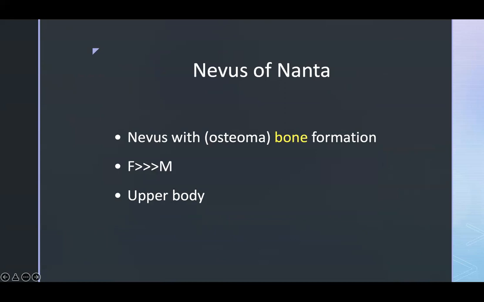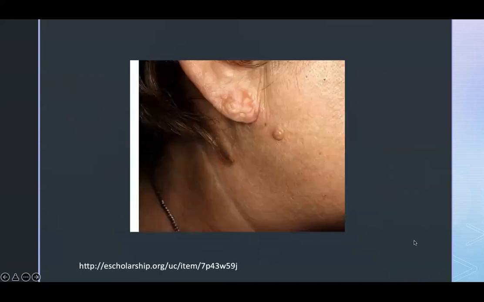Finishing up the lecture with an entity called Nevus of Nanta. So Nevus of Nanta is essentially a nevus with osteoma or bone formation. These are actually occurring mostly in females, way more than males. They often exist on the upper body. Here's an example of a Nevus of Nanta.